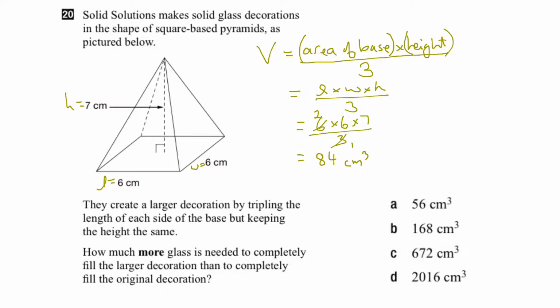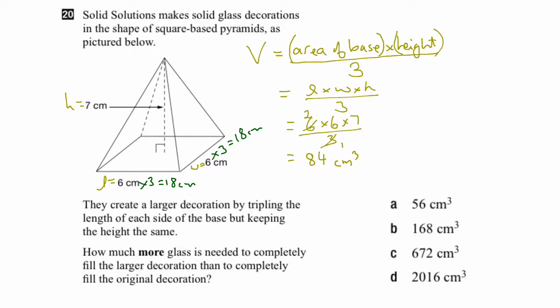Now they tell us that we're going to triple the length of each side of the base. So if we did that, multiply this by 3, and that would give us now 18 centimeters for that width or side, and then triple this side as well, and that would also give us 18 centimeters for the new length of the side. We're also told that we're going to keep the height the same, so the height will still be 7 centimeters.